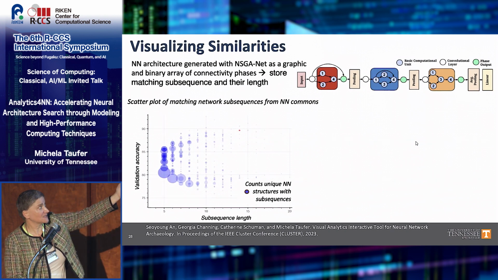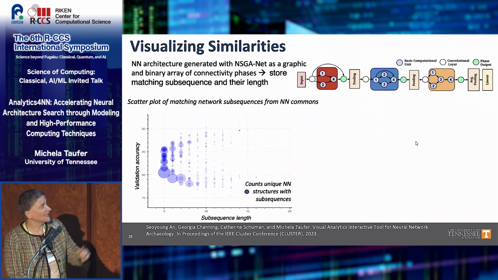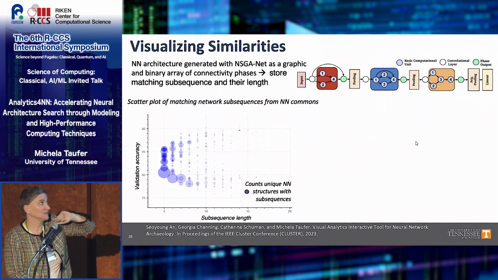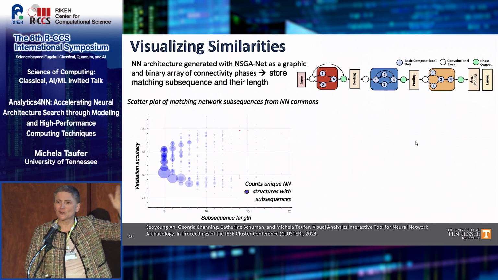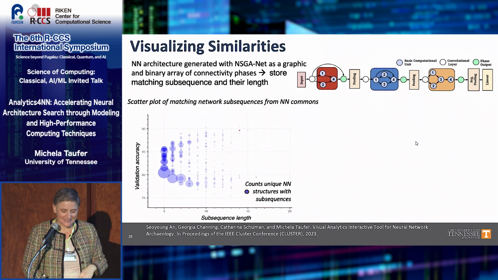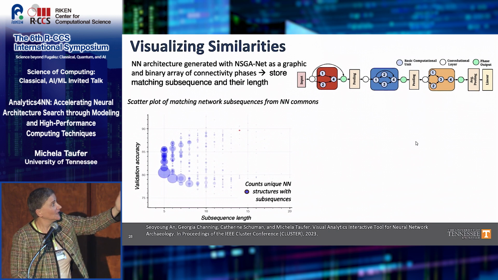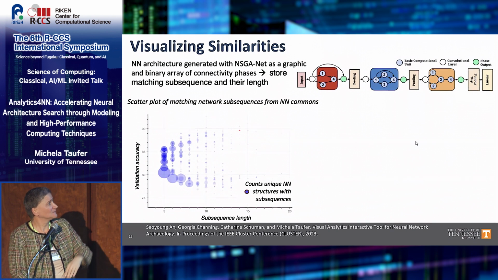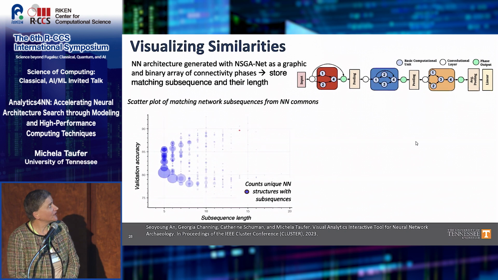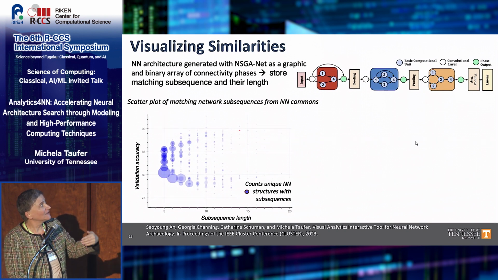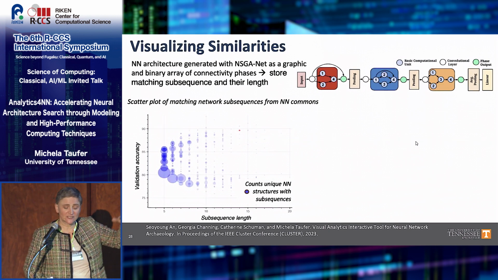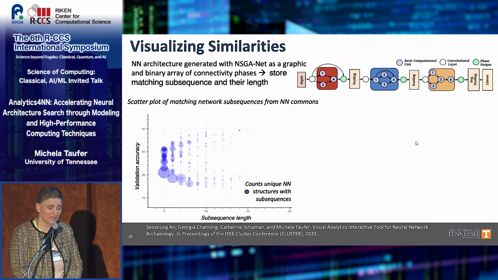So in this case, for example, you see that we are looking at subsequences of different length. It's a small model, this one, for convenience of visualization, but we have subsequences of different lengths that go from 4 to more than 20 components, and then we are looking at the accuracy of this model and their frequency. So there are 3 different pieces of information.